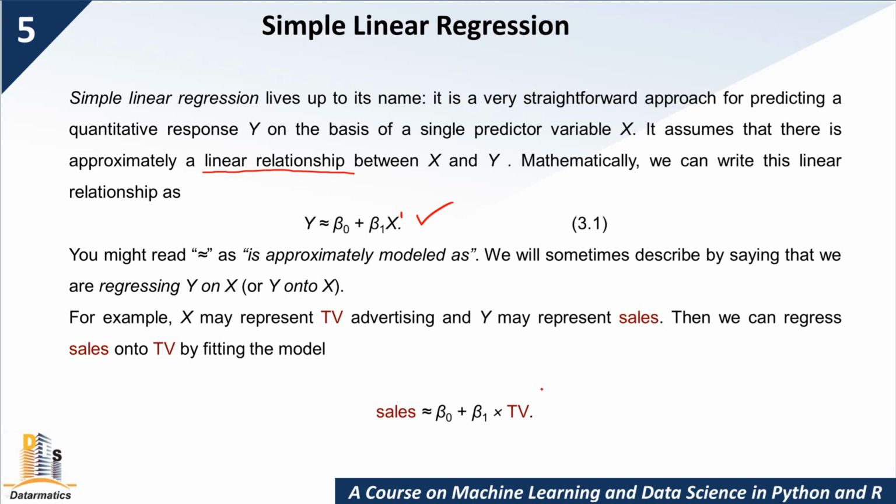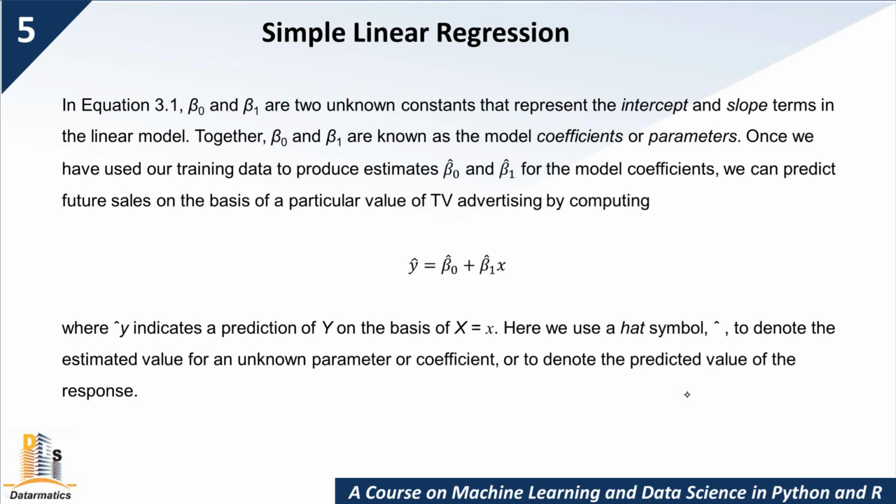So if we use our data set, we are saying that sales is approximately equal to beta 0 plus beta 1 times the advert on TV. So in this case, we are considering TV, which is x1, right? So let's move on. Equation 3.1, which is the previous one, says beta 0 and beta 1 are unknown. They are constants that represent the intercept and the slope.